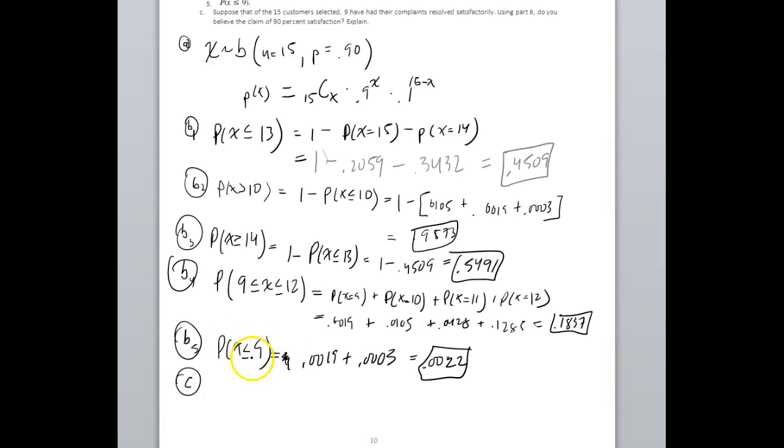Okay, C. Suppose that of the 15 customers selected, 9 had their complaints resolved satisfactorily. Using part B, do you believe the claim of 90% satisfaction? Explain. Okay, well, I'm not going to write it out. I'll just explain it to you. I would say no, because if this were the case, then there would have only been a 0.0019 probability that this would have occurred.